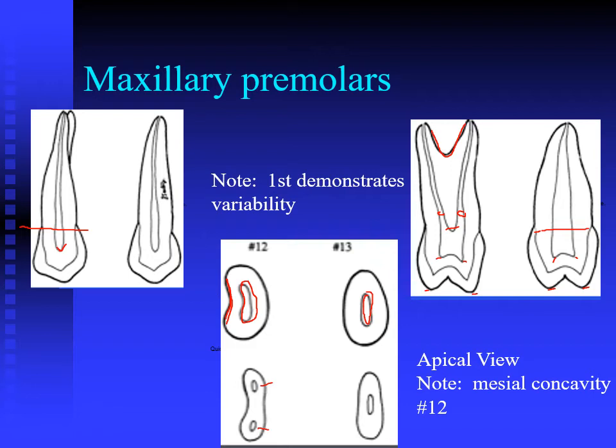It's not as frequent to have two canals in the maxillary second premolar as it is to have two canals in the maxillary first premolar. So again, if there are two canals, there will be a facial or buccal canal and a lingual canal, which will be the prominent ones. Single pulp horns from the facial view, double pulp horns from the proximal view. Again, please pay attention to the mesial concavity that is present in the maxillary first premolar.